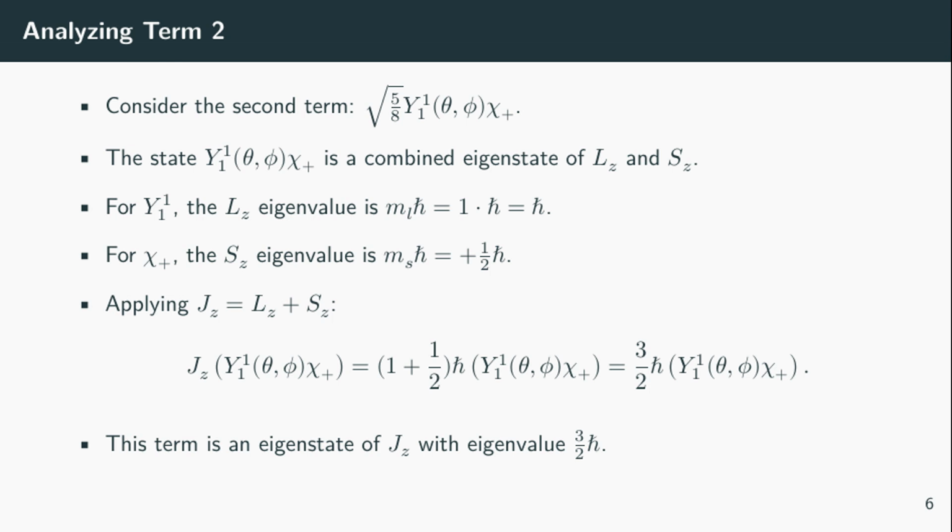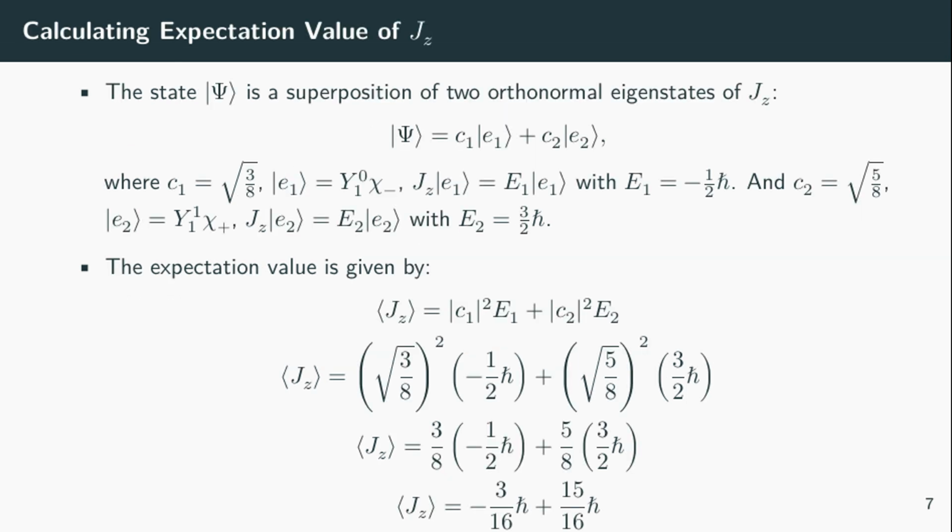Applying Jz equals Lz plus Sz to this state, Jz acting on Y11 of theta phi chi plus equals the sum of the eigenvalues, 1 plus 1/2, times h bar times Y11 of theta phi chi plus. This simplifies to 3/2 h bar times Y11 of theta phi chi plus. So this second term corresponds to a component that is an eigenstate of Jz with an eigenvalue of 3/2 h bar.